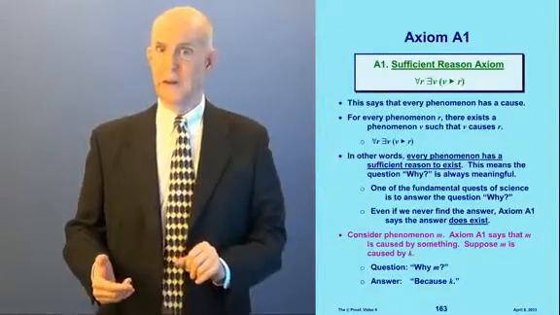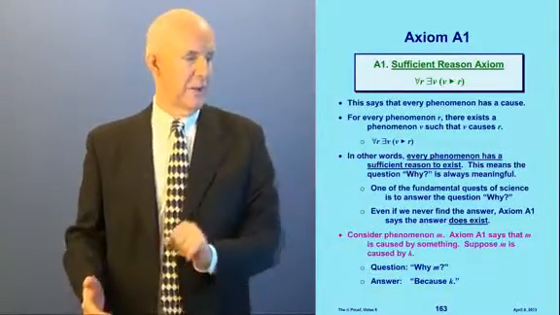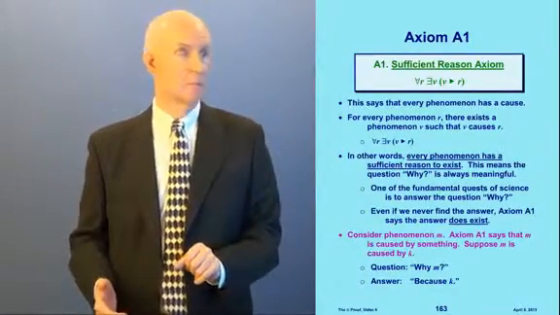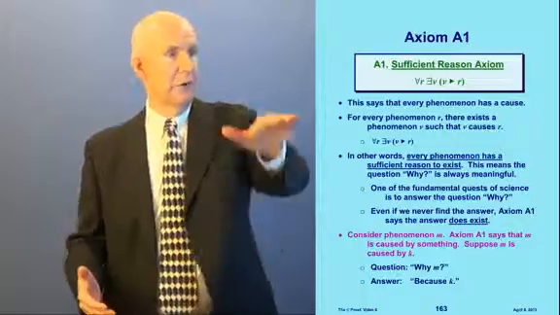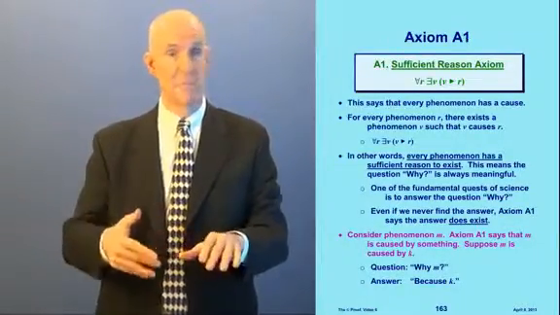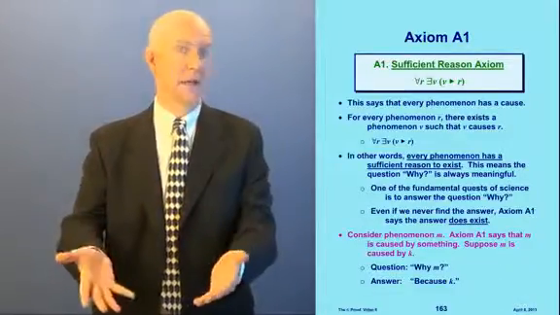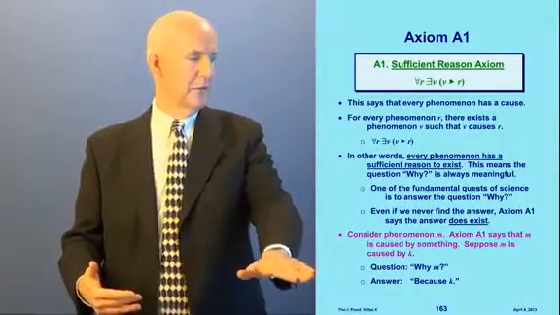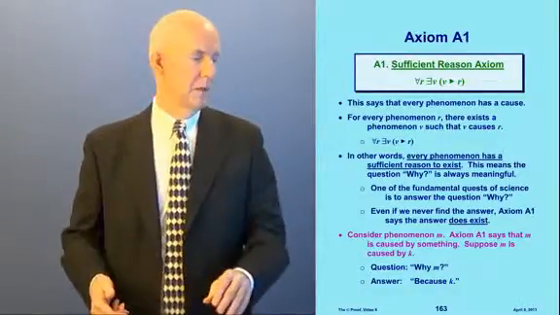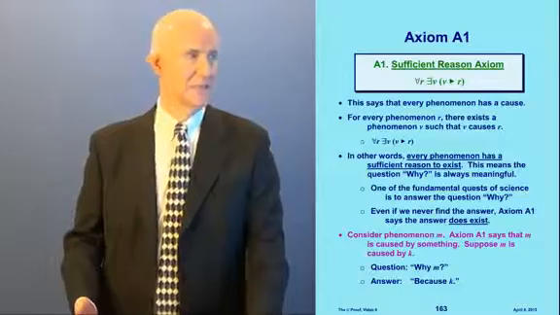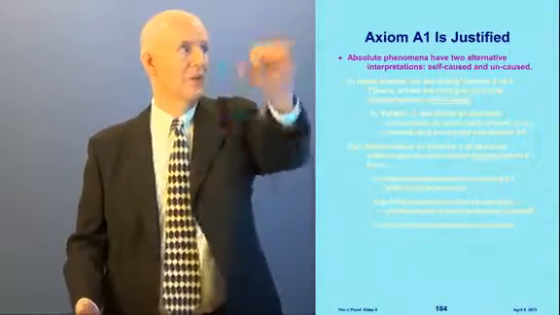So, consider phenomenon M. Axiom A1 says that M is caused by something. Suppose we put M in here by UI, and then we get: there exists a V such that V causes M. Then we do EI, and we get, let's say we use K. So suppose M is caused by K. So the question is, why M? And the answer is, because K. That's what this axiom says. Now why is it justified?